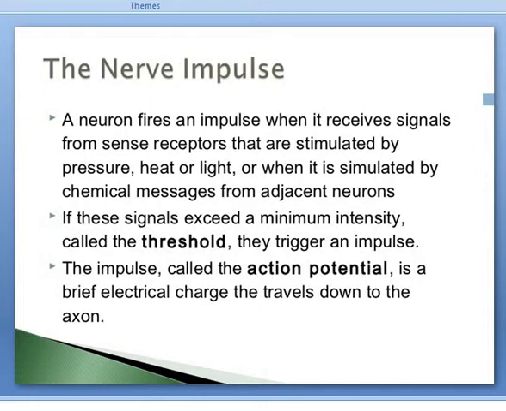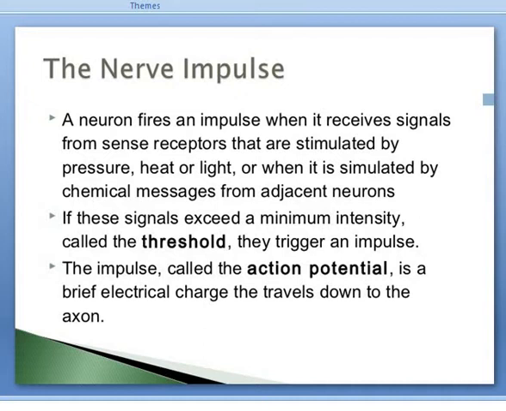When the stimulus energy is relatively weak, the electrical changes are so small that the nerve impulse is not generated, and we do not feel the stimulus. If the stimulus energy is relatively strong, electrical impulses are generated and conducted towards the central nervous system. The strength of the nerve impulse, however, does not depend on the strength of the stimulus that started the impulse. If these signals exceed a minimum intensity called the threshold, they trigger an impulse.